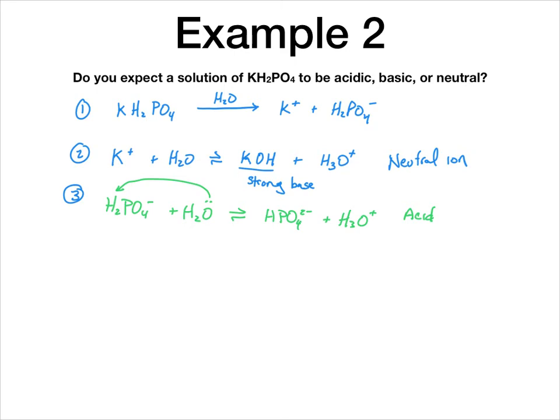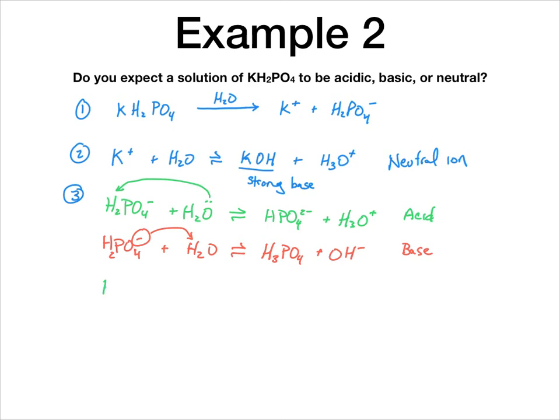plus. And I also need to look at this as a base, where H2PO4 minus plus water, the base takes the proton, giving me H3PO4 plus OH minus. So now, since this dihydrogen phosphate is both an acid and a base, I need to figure out which one wins.